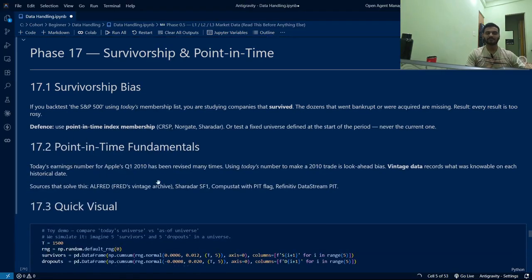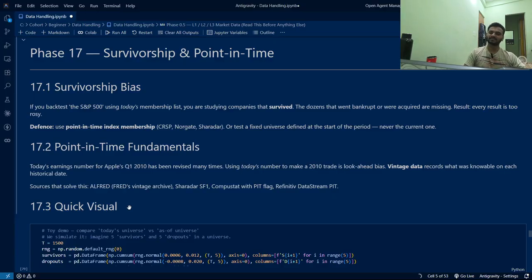Now, point in time fundamentals. Fundamentals plus technical is equal to quantamental. It's also used in a lot of strategies. We will be making some strategies that are quantamental as well. So, today's earning number for Apple's Q1 2010 has been revised many times. So, using today's number to make a 2010 trade is a look ahead bias.